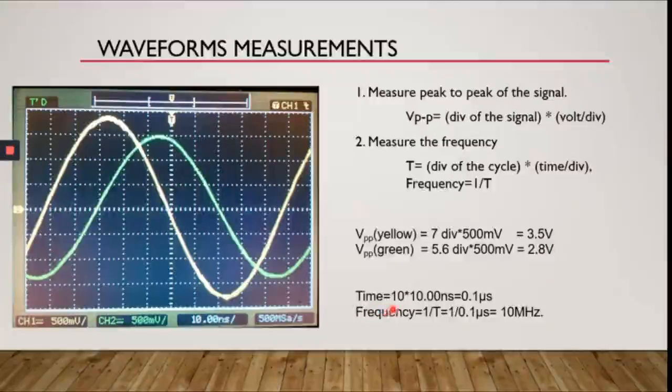Now for the time, you need to calculate the time for a complete cycle. Let's say for the yellow one, we start from here. We need to calculate the number of divisions until here, which is a complete cycle. If you calculate, you see that the number of divisions is equal to 10. So you multiply by 10 nanosecond, and the total period is 0.1 microsecond, which is equivalent to a frequency of 10 megahertz. Okay.